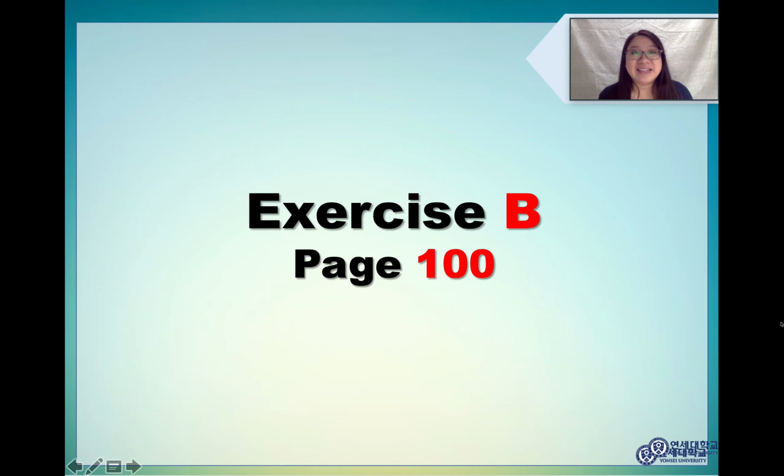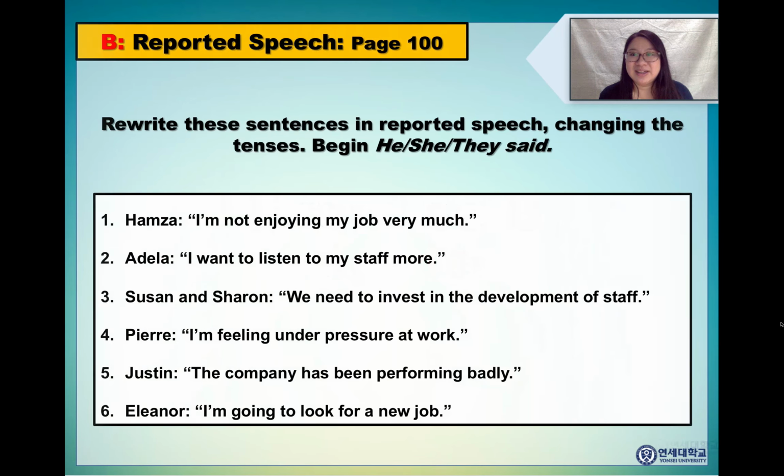Now let's look at exercise B. Rewrite these sentences in reported speech by changing the tenses. Begin with he, she, or they said. And we can see the name of the speaker. In the first one, Hamza is a man. Okay, Hamza is a man. Adela is a woman. Susan and Sharon are both women. Pierre is a man. Justin is a man. And Eleanor is also a woman.